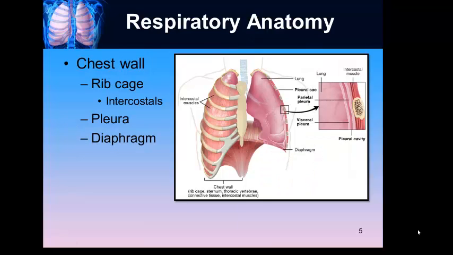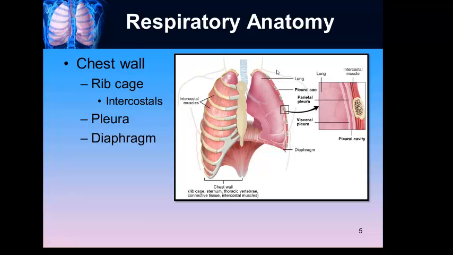Respiratory anatomy includes several physical structures in the chest other than the lungs and airways. There are 24 ribs that support the chest wall and protect the lungs and heart from trauma. Intercostal spaces between the ribs contain muscles that expand and contract the chest. Also not shown on this slide are the scalene muscles, which are up here in the neck, which you sometimes see used with heavy work of breathing.